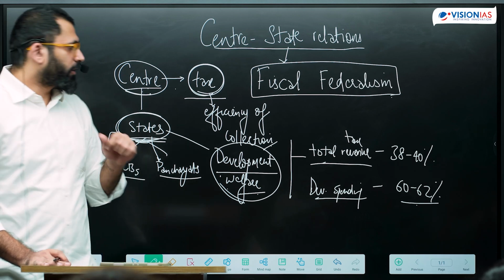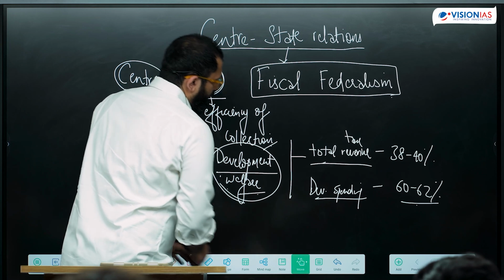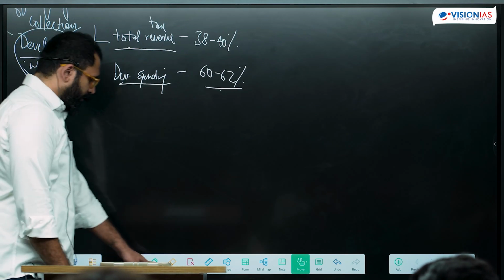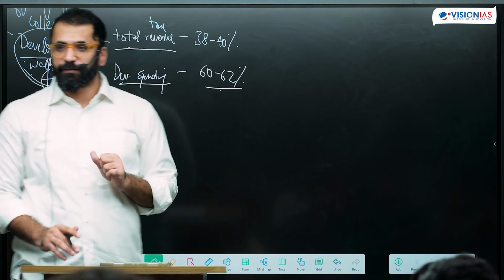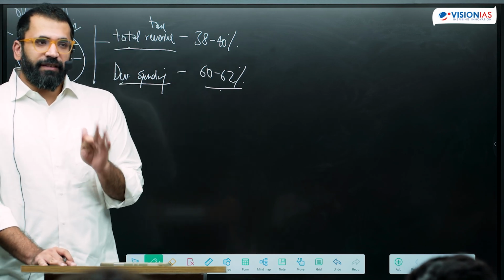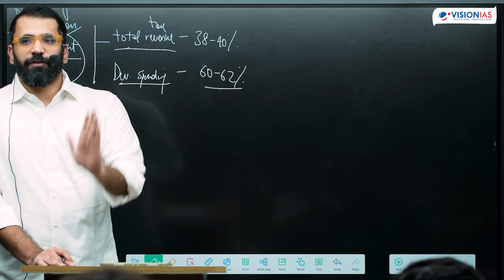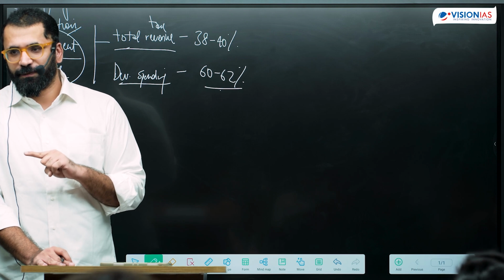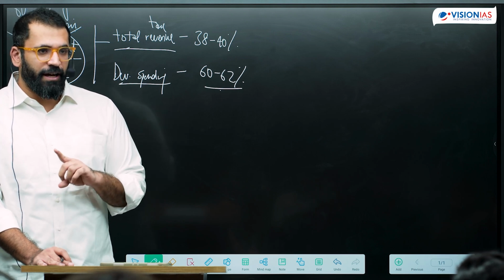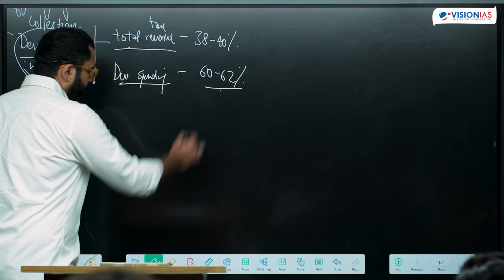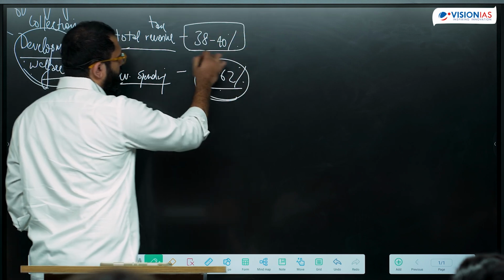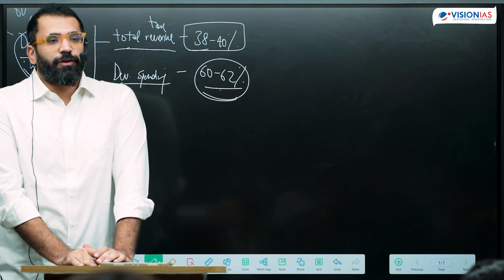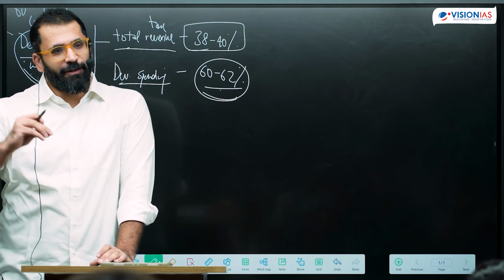Is this clear? Now, if the total tax revenue collected cumulatively by states is 38 to 40% and developmental spending is 60 to 62%, how do we correct this anomaly? The constitution designed something where efficiency of collection was with the center, but efficiency of distribution or development was with the states. Now this is designed by the constitution itself. Now, how do we solve this? If someone is spending this much, but getting only this much, how do we correct this? Loans. So first you are not giving me the power to collect money, then you are asking me to take a loan.